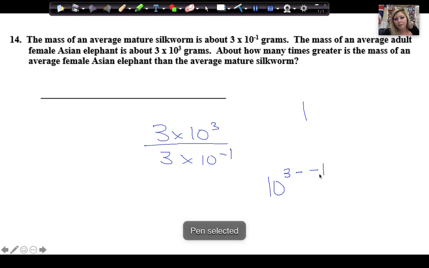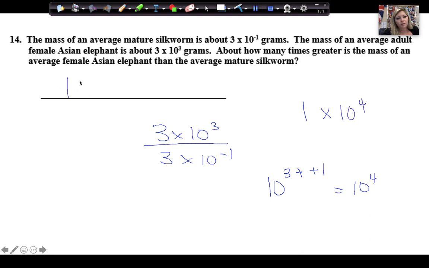So here we've got 3 minus negative 1, which is the same as 3 plus 1. And that is 10 to the fourth power. So 1 times 10 to the fourth power. So 1, 2, 3, and 4. So 10,000.